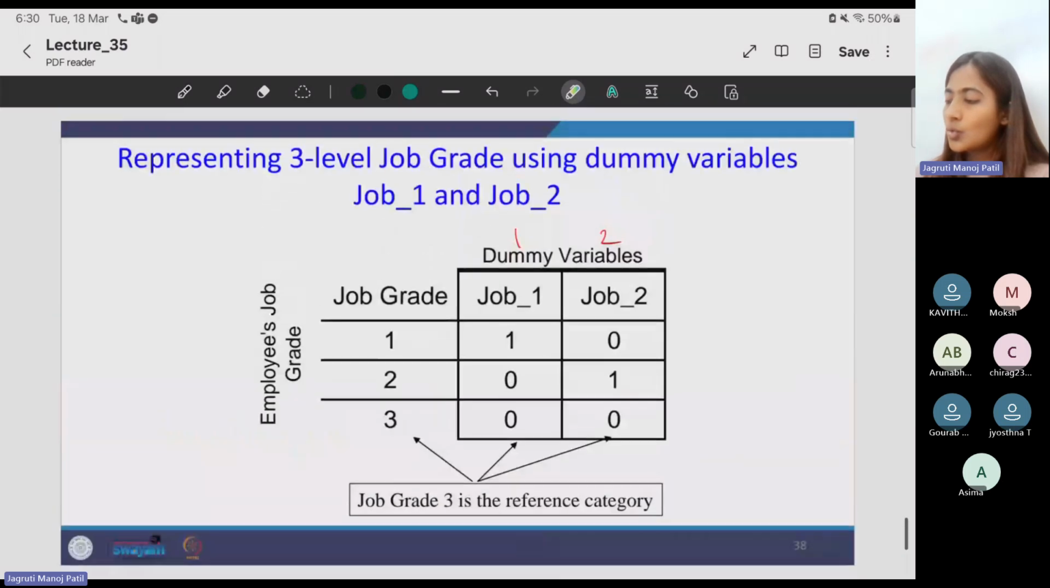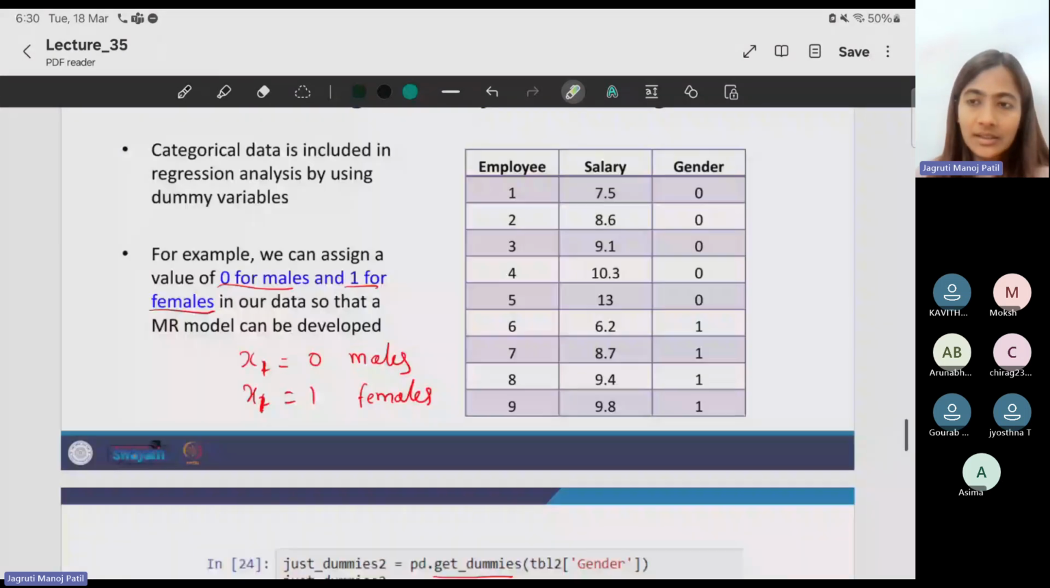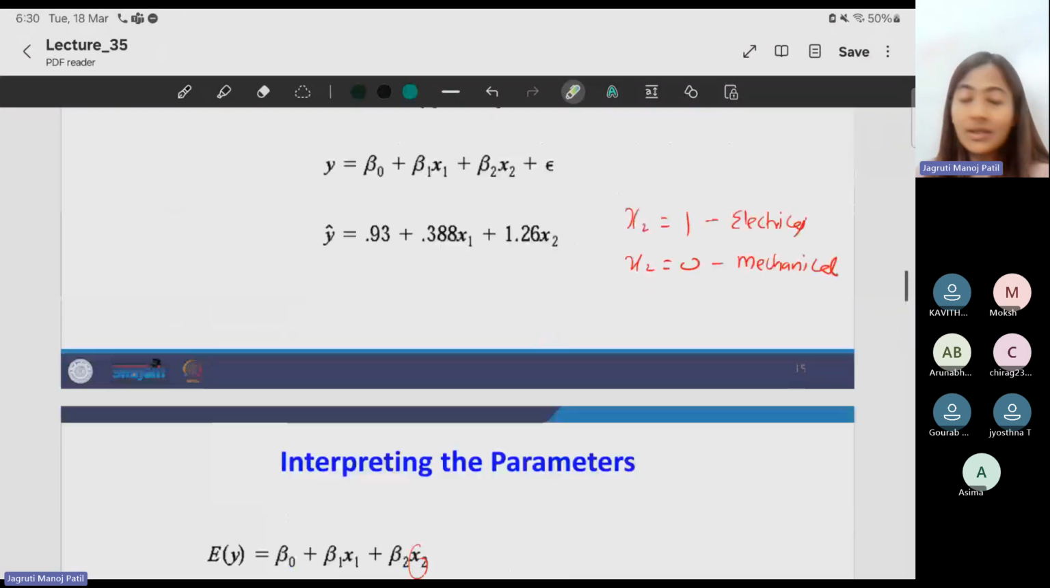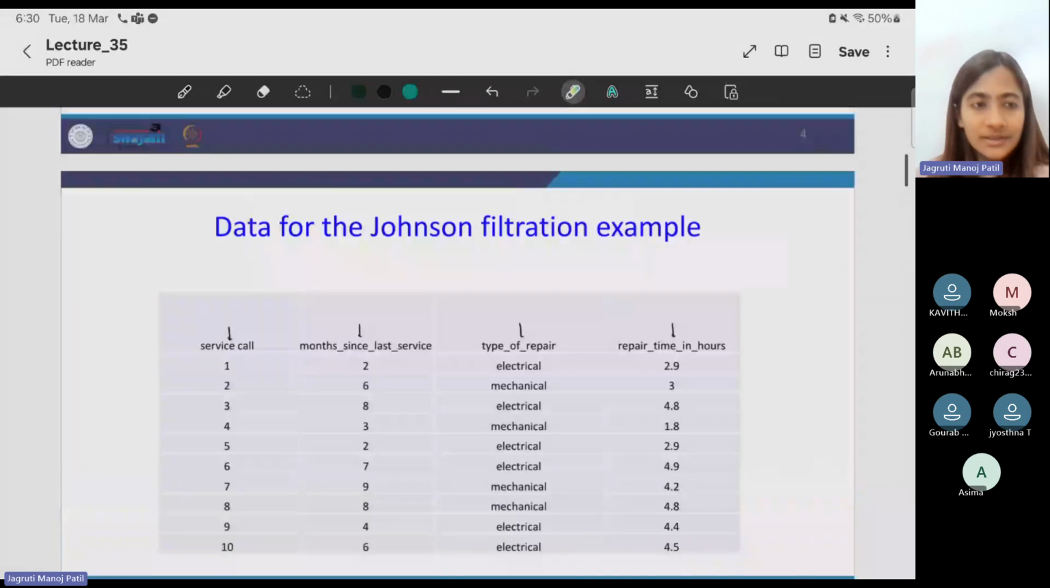Okay. So is the dummy variable clear? Sorry, not dummy variable. Doing regression with the categorical data, is it clear till now?